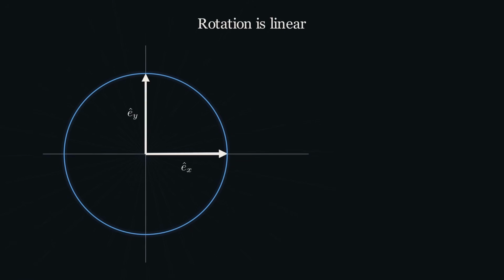Take the rightward arrow sitting at 1, 0. Rotate it by theta. Now it's a unit vector on the circle at angle theta, so it lands at cosine theta, sine theta. We just said that. Now take the upward arrow at 0, 1. Rotate it by the same theta. It's still perpendicular to the first one, still length 1, just turned a quarter circle ahead, and it lands at minus sine theta, cosine theta.